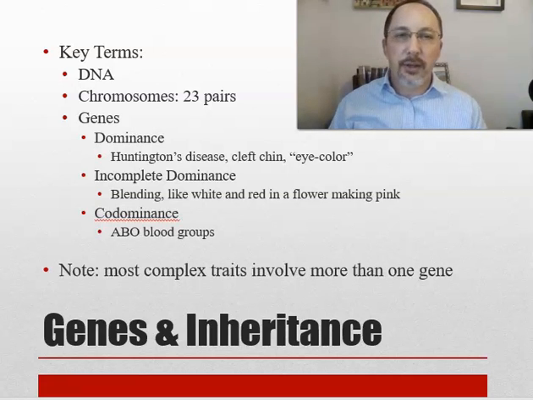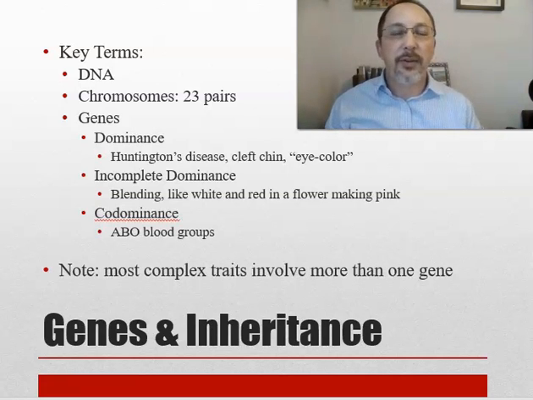Incomplete dominance is something like you can have red flowers, white flowers, and if you have one of each gene, you get a pink flower, which is basically like a light red, a combination of these two. And then codominance would be like blood groups A and B. If you have one gene from a parent that's an A and one B, you have type AB blood. Both of them are expressed. The thing is that most complex traits involve many genes, and things like personality, this is really a complicated thing.